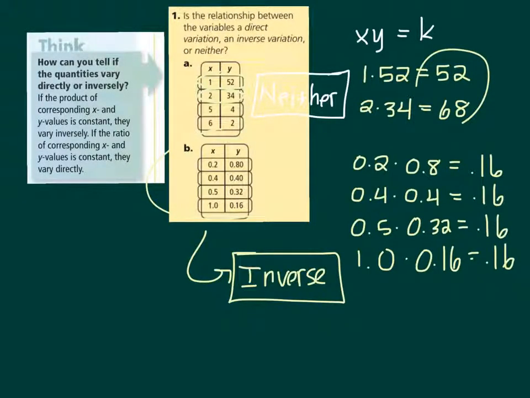And then there's another little rule that the book gives you. How can you determine between direct and inverse? If the product of the x's and the y's is constant, then they vary inversely. That's what we just did right here. The products are all 0.16. And then for direct, if the ratio of the x's and the y's is constant, then they vary directly.